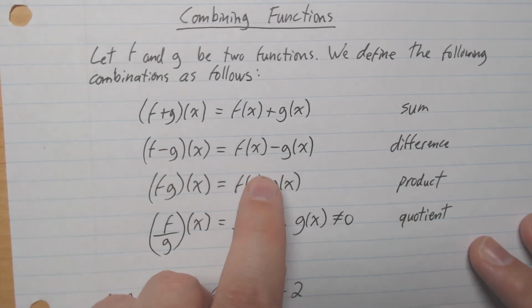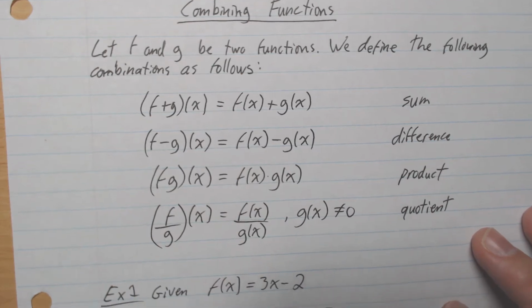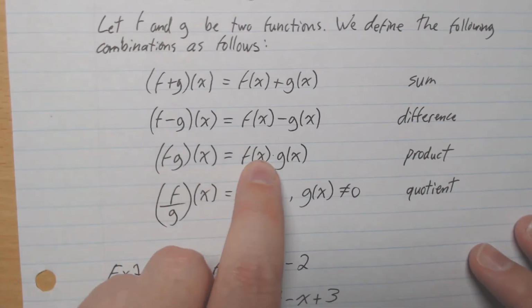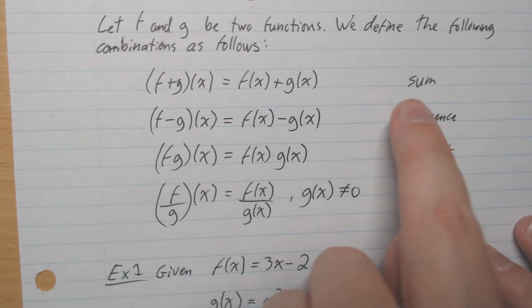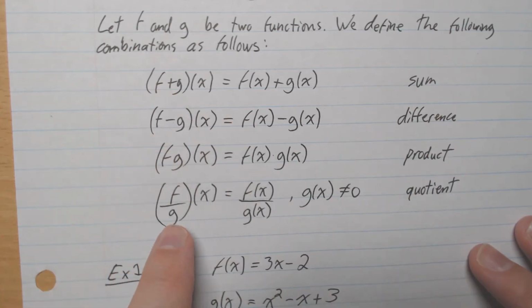Difference, right? So f of x minus g of x, like that. fg, so f of x times g of x, like that. f over g of x, so this is f of x divided by g of x, where g of x is not 0, right? And so we have the sum, difference, product, and quotient.